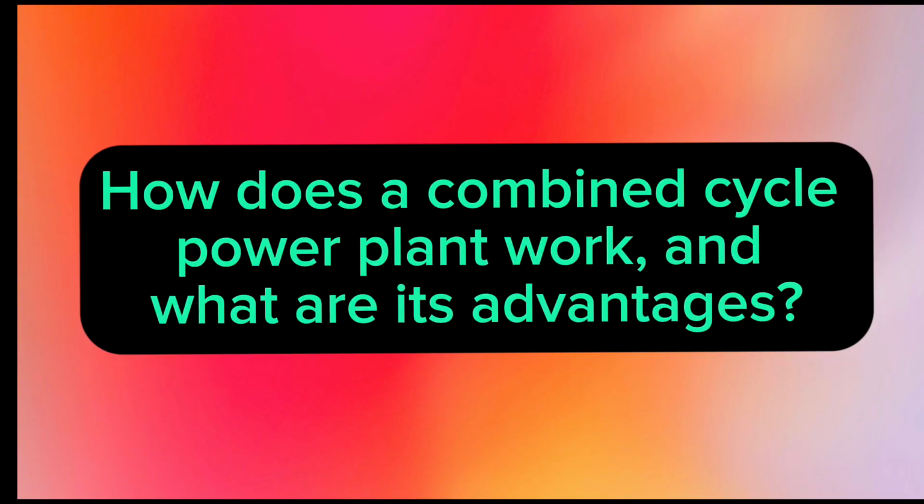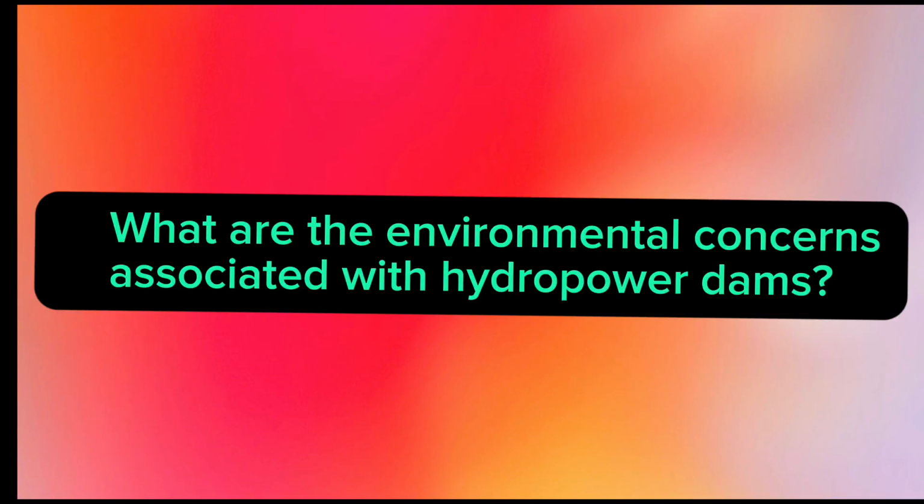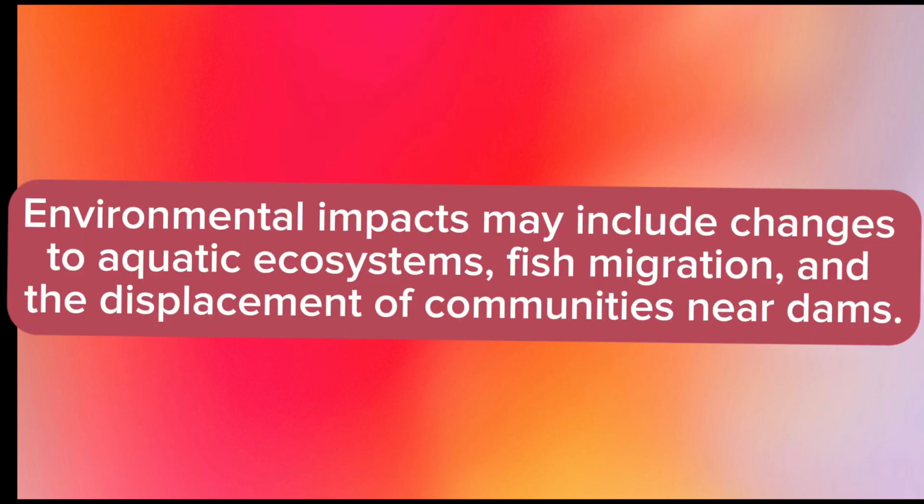How does a combined cycle power plant work, and what are its advantages? Combined cycle power plants use both gas and steam turbines to maximize energy efficiency, making them highly efficient and cost-effective. What are the environmental concerns associated with hydropower dams? Environmental impacts may include changes to aquatic ecosystems, fish migration, and the displacement of communities near dams.